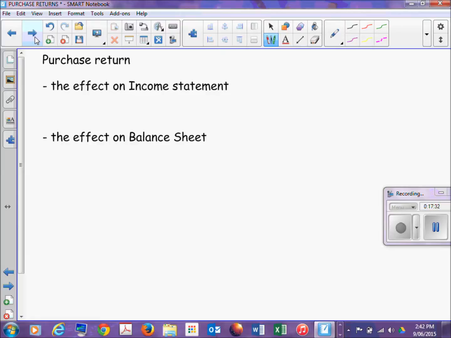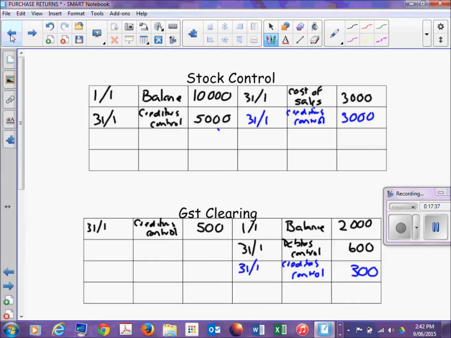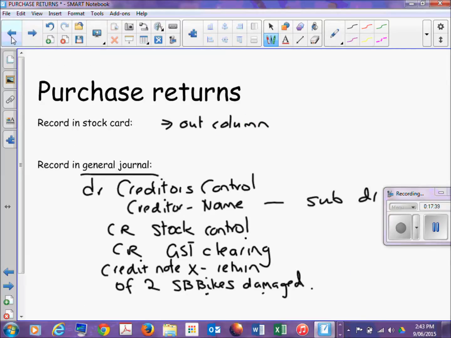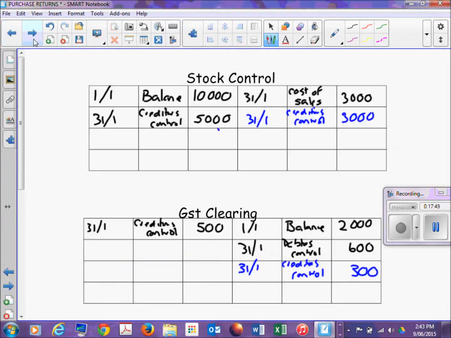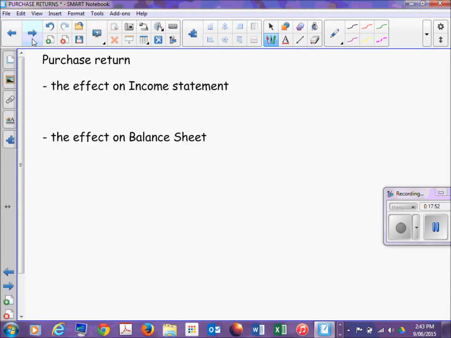Always they ask what's the effect of a purchase return on the income statement. The way to know the effect is to go back and look at our general journal entries. Because these are liabilities, that's an asset, and that's a liability. So that hints to you what the effect on the income statement is. What's the effect on the income statement? No effect. There is no effect from a purchase return because it's just a movement of stock from buying it to returning it. So there's been no revenue or expense during that time.